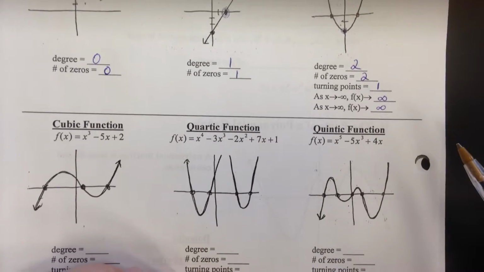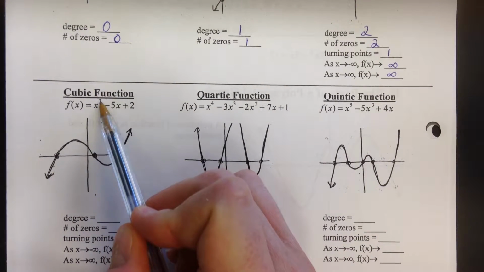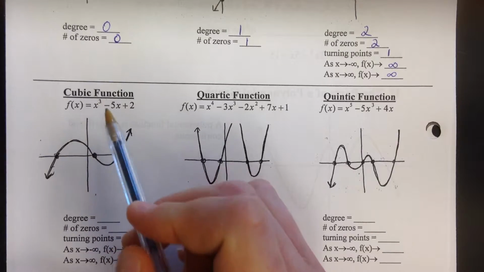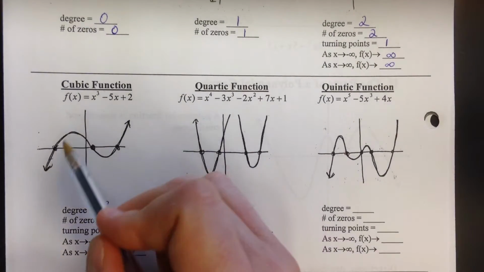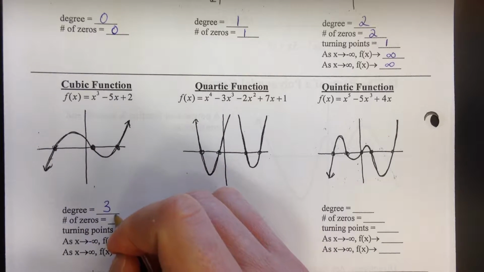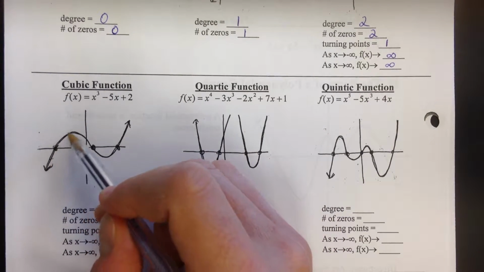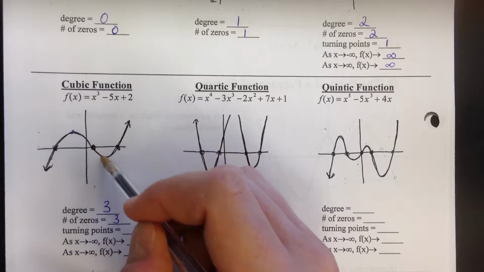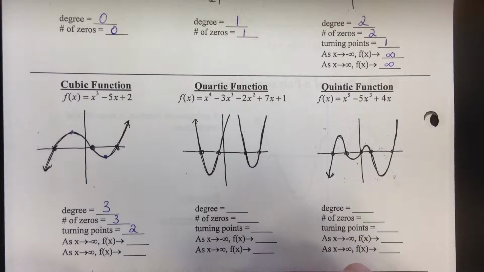So let's go to the cubic function. Cubic function is x to the third is your lead term. So the degree is 3. Notice the number of zeros is 1, 2, 3. The number of turning points, 1. Then we come down, 2, we turn again. So we have 2 turning points.